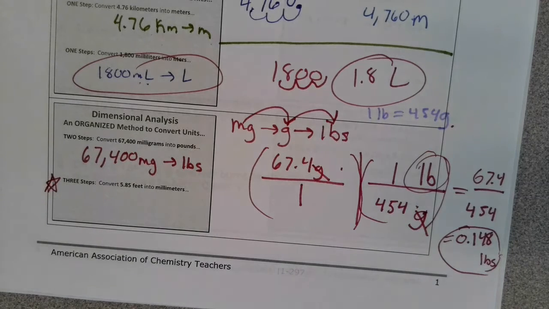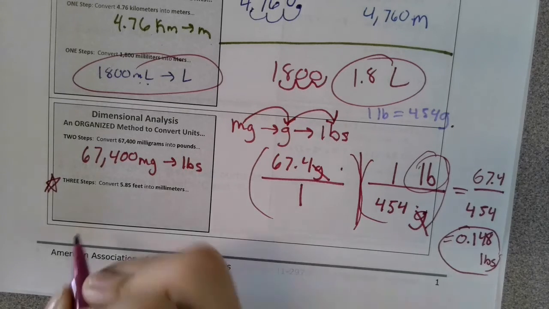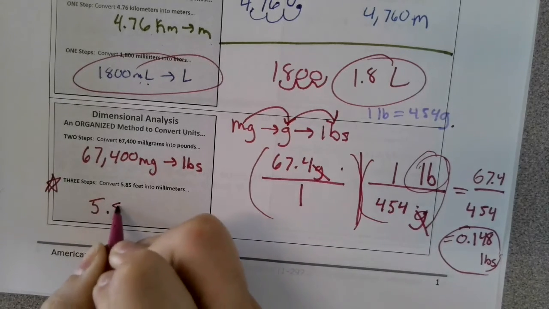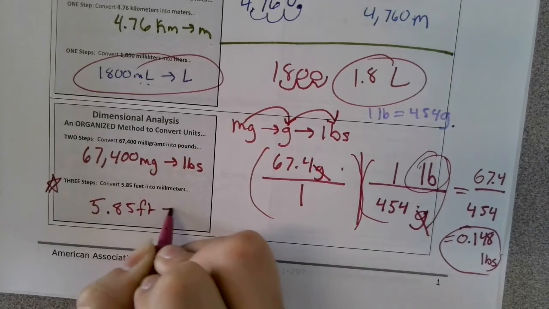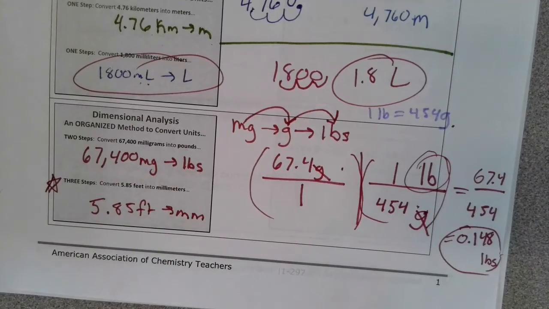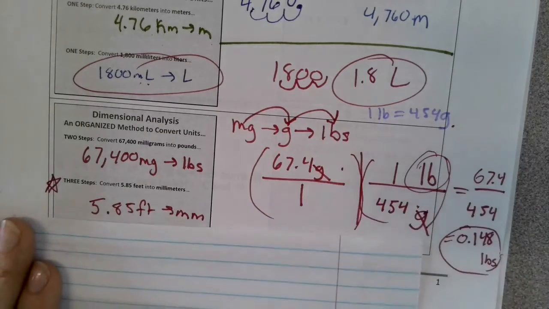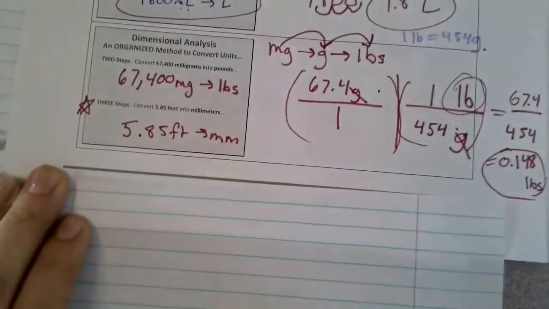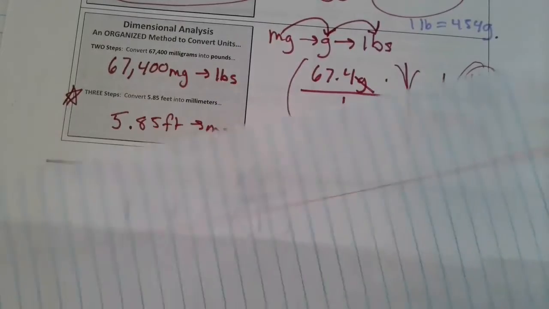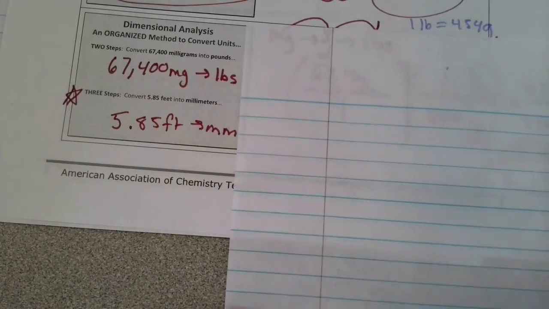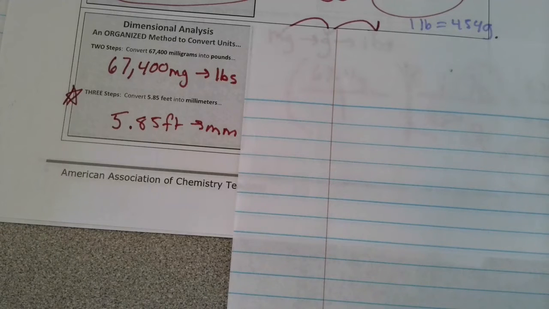And we're going to look at converting feet into millimeters. So 5.85 feet to millimeters. And what I'm going to do, I'm going to move the camera down here. We're going to switch it up. Let's get a different pen color. All right, so I'm going to start with what I have.